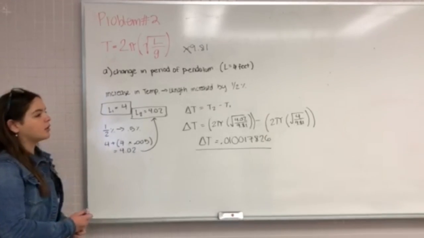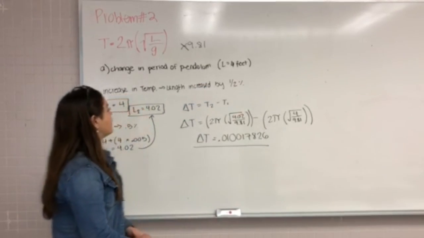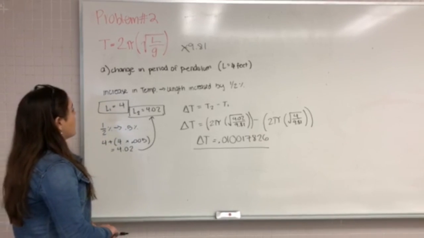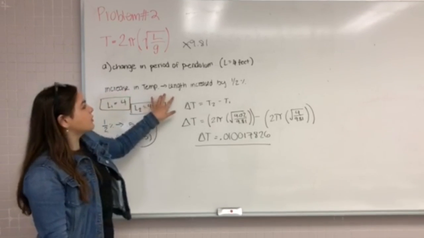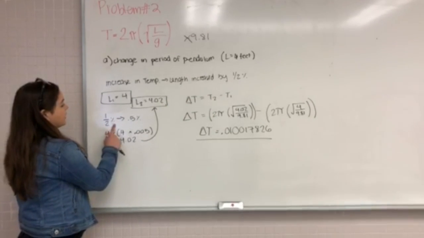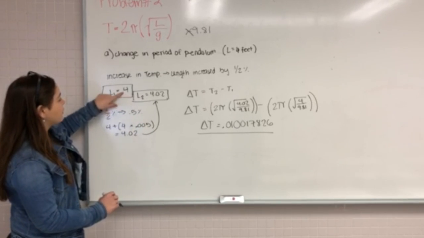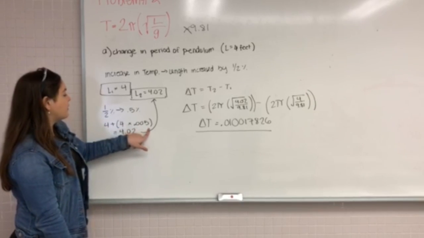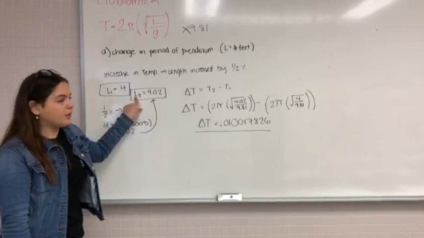That means to find the increment. With a given length of 4 feet, we know that length number 1 is 4 feet. For length number 2, the temperature increased and the length increased by 1/2%. So 1/2% is the same as 0.5%. To get 0.5% of 4, we put 4 plus 4 times 0.005, and we get 4.02, which is going to be our length number 2.